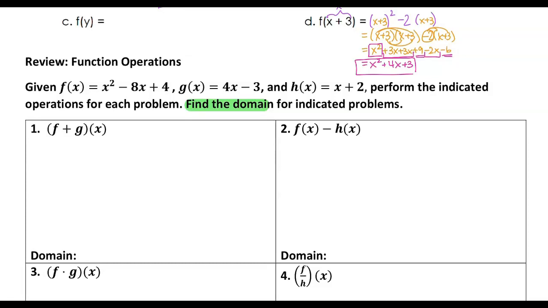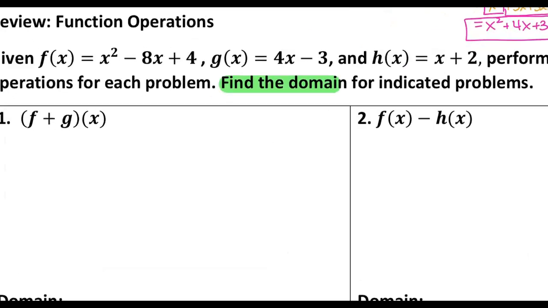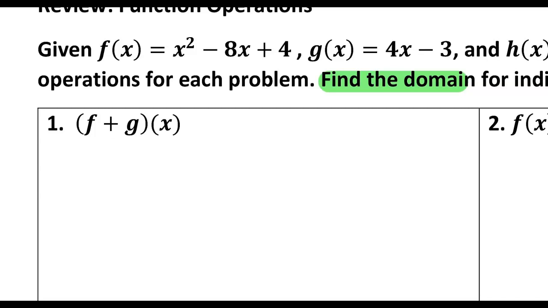Okay, so Maria, looking at question 1, what is this asking you to do? Okay, so which two am I adding? Perfect. F of x plus g of x. You're adding both of those. So guys, make sure you write that out to show what you're actually adding, so when you're doing this on your tests and quizzes, you know.